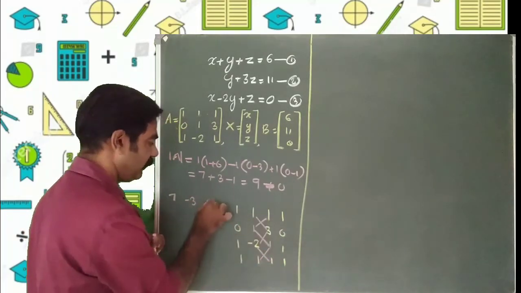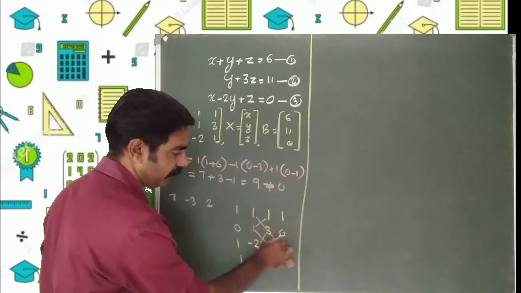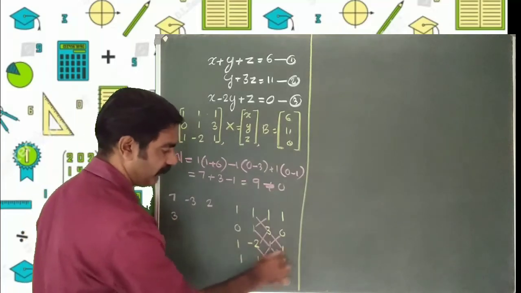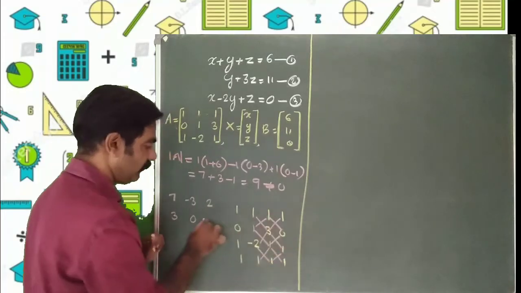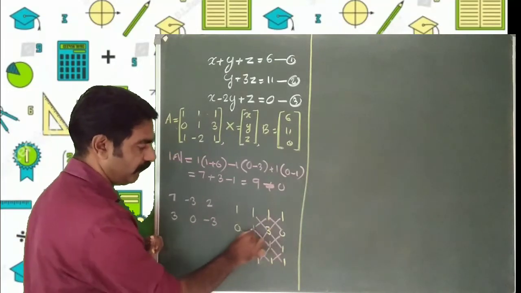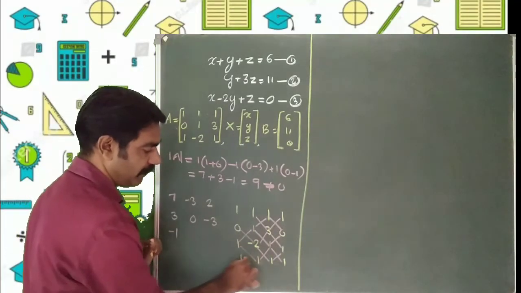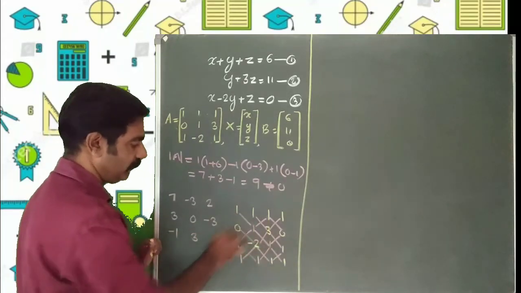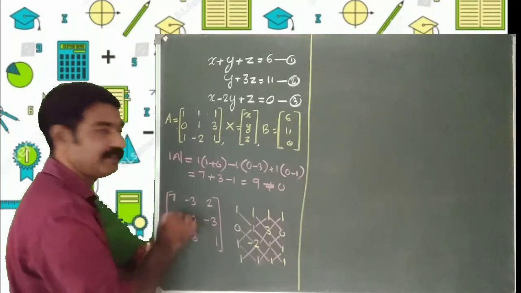3 minus 1 is 2. Now 3 into 1 is 3, minus 1 into 0 is 0, so it is 3. 1 into 1 is 1, minus 1 into 1 is 1, so 0. 1 into 0 is 0, 3 into 1 is minus 3, so minus 3 is coming. Then 0 into minus 2 is 0, 1 into 1 is 1, so 0 minus 1 is minus 1. 1 into 1 is 1, minus 2 becomes 3. And 1 minus 0 is 1. So this is the adjoint.